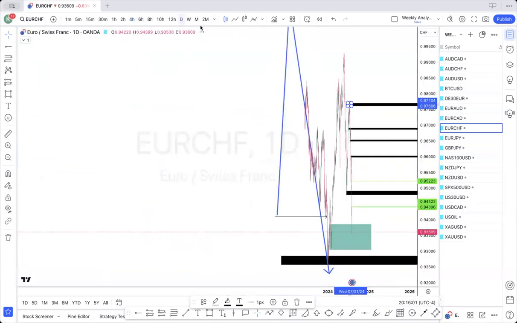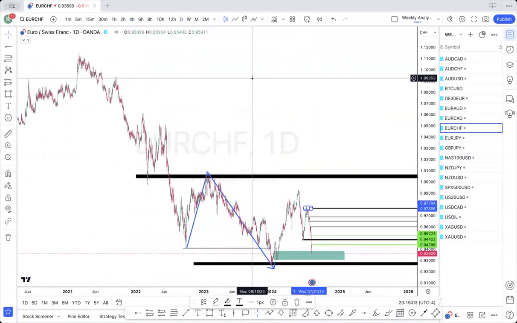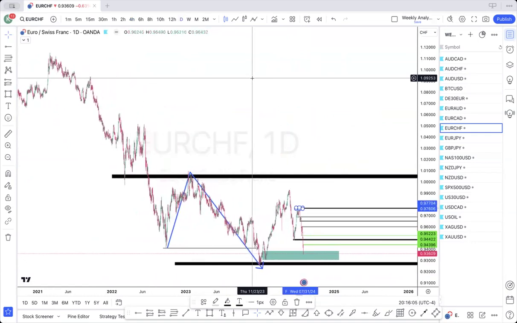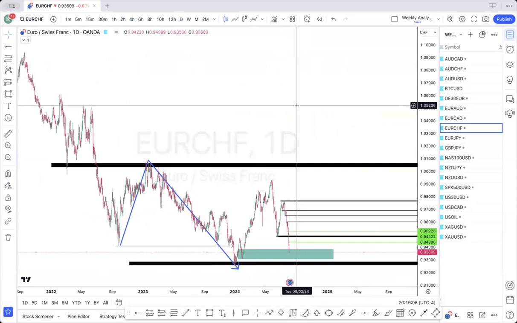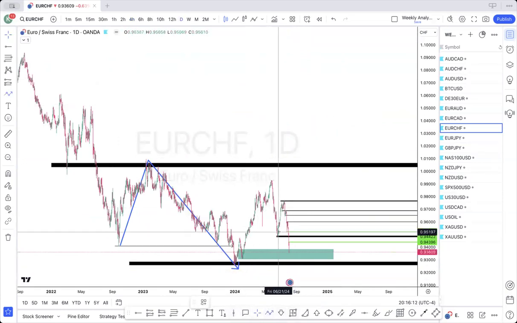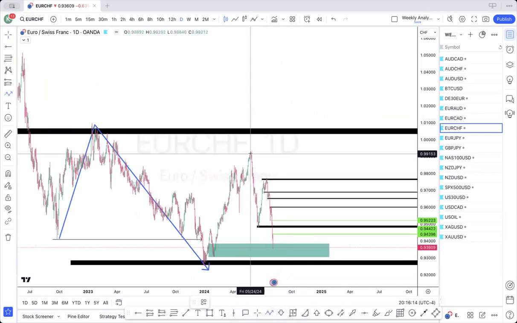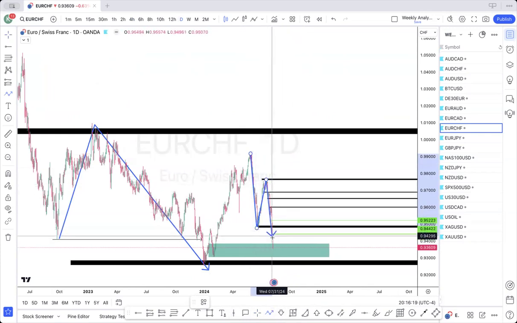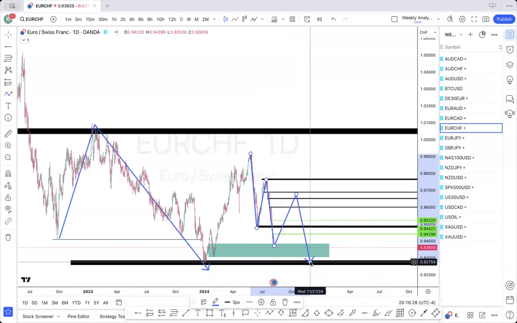And if we go back to the daily, what you're looking for is based on market structure. Price pushed down, pushed up, pushed down, broke structure. So you're looking for it to pull up somewhere into one of these optimal trading entries and then sell back down. Okay. That's what you're looking for.